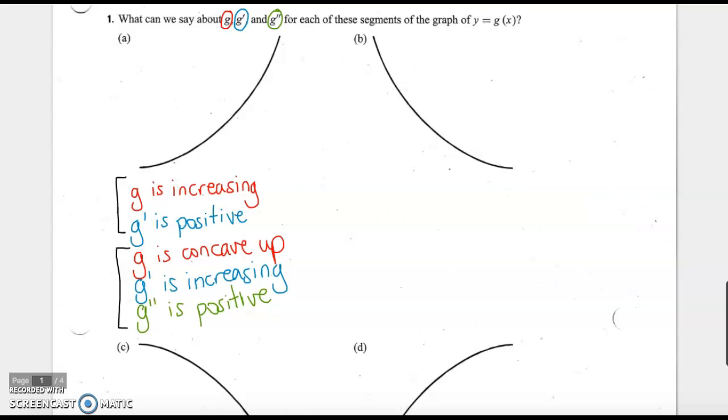Now let's scoot on over to this next graph and talk about what we know about it. I'm going to use the same setup, but describing the different pieces that are happening. This is no longer an increasing function. So I would say for part B, g is decreasing.